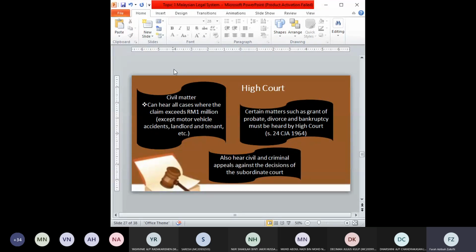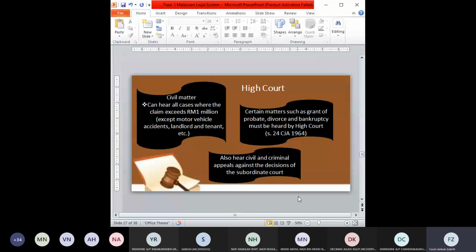Okay, so that is the power of the High Court. They can hear a case for the first time. A case heard for the first time is what we call original jurisdiction. If you can hear the case for the first time, it is said that you have original jurisdiction to hear the case. You also have the power to hear appeal cases. We call it appellate jurisdiction. So the High Court has the power to hear appeal cases.